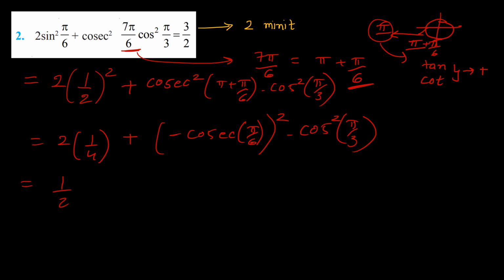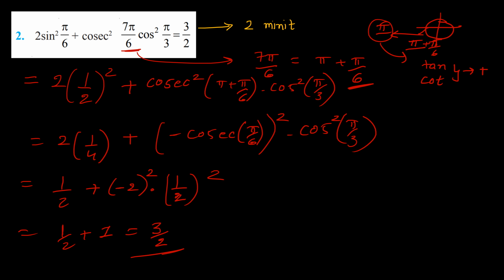Now 1 by 2 plus, here what is the value of minus cosec? It is minus 2, as we know, and it is squared. What is the value of cos pi by 3 squared? It is 1 by 2 square. So let us calculate it. 1 by 2 plus 1, it is 3 by 2. So we get the output. Let's move forward with the next question.